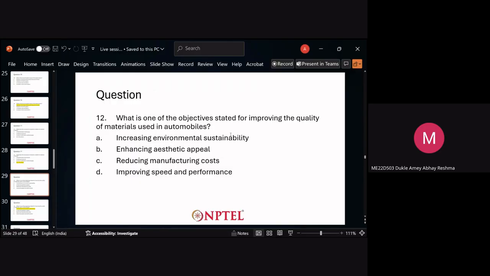Moving to the next question: what is one of the objectives stated for improving the quality of material used in automobiles: increasing environmental sustainability, enhancing aesthetic appeal, reducing manufacturing cost, improving speed and performance? Basically, if they improve the quality of material, it will last longer, and since it will last longer, you will need fewer spares eventually. Since fewer spares are required, the eventual outcome is an increase in environmental sustainability.